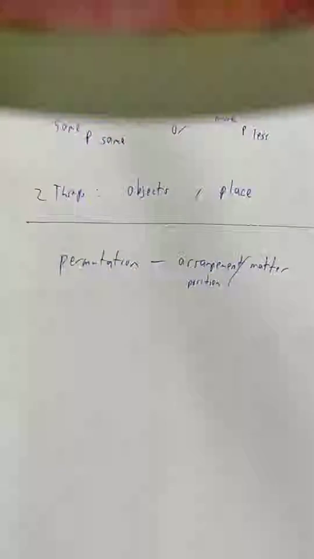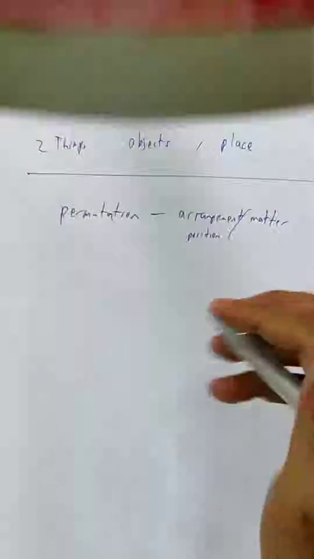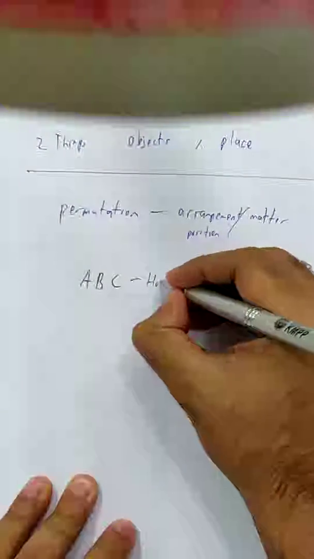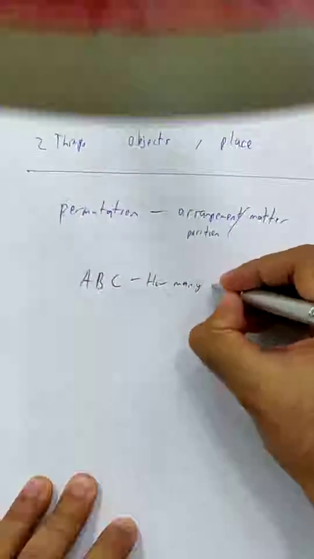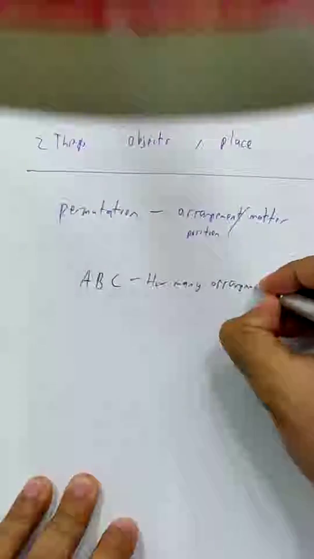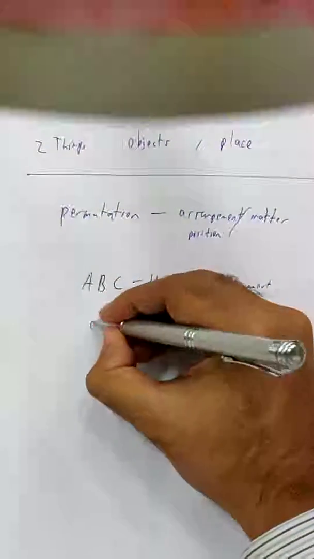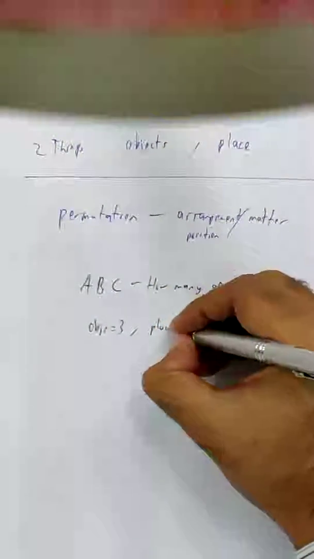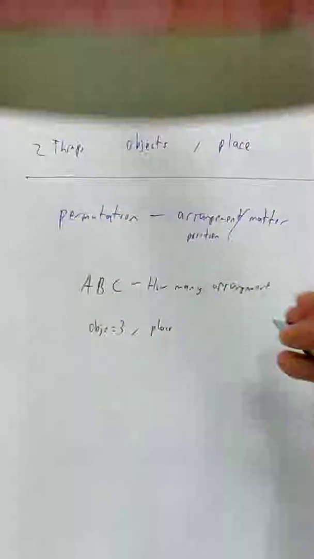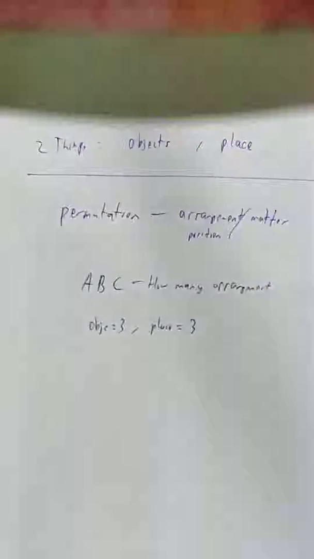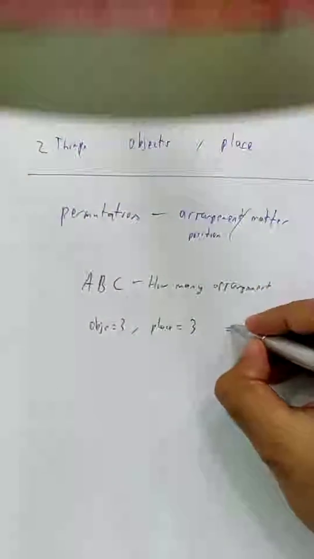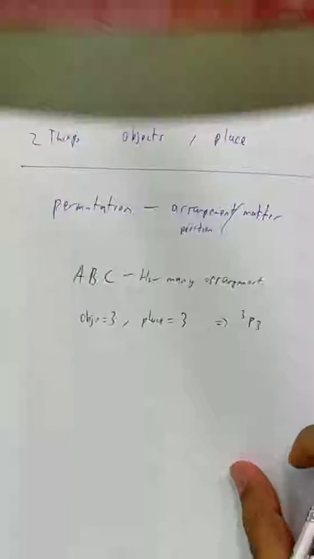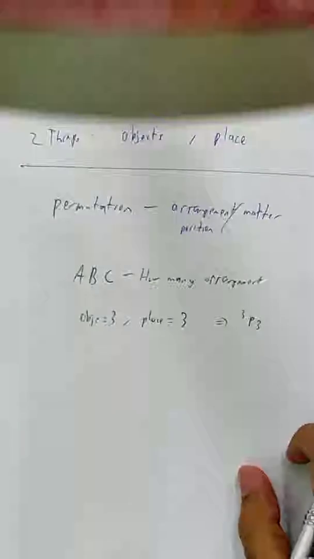So let's start as simple as possible. If you are given A, B, C, how many arrangements can you have? Before you begin, let me ask you, how many objects do you have there? Objects is 3. How many places do we have? Because we want to arrange all of them, right? So places is also 3. So how is it going to be? 3P3. Okay, press that into your calculator. How much do you get? 6, am I right?